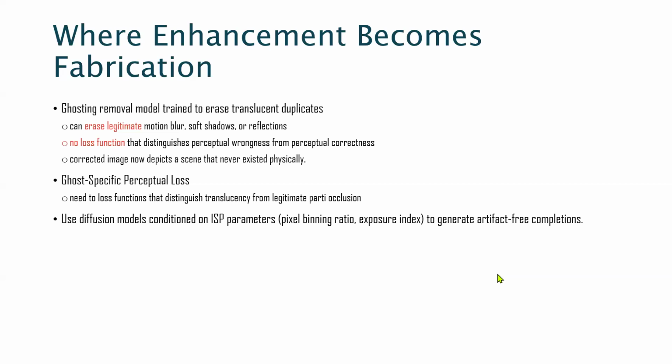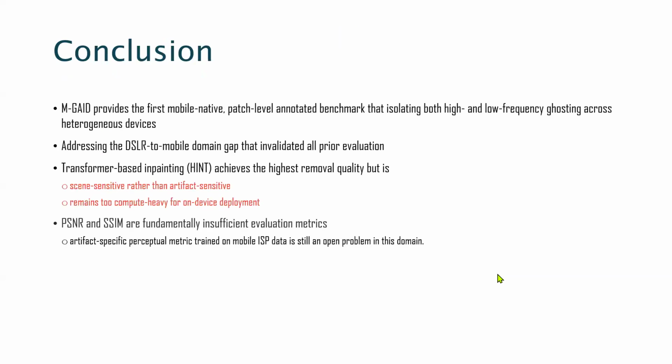The second is that there is no ghost-specific perceptual loss. We need a system, or some sort of loss function, that distinguishes translucency from the legitimate partial occlusion that happens. While diffusion models conditioned on ISP parameters such as pixel binning and exposure index can generate artifact-free completions of that sort of image, I think one or two papers have just come in which have tried to propose that sort of idea.